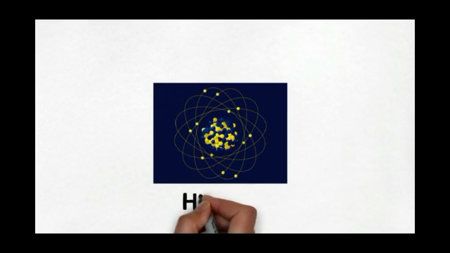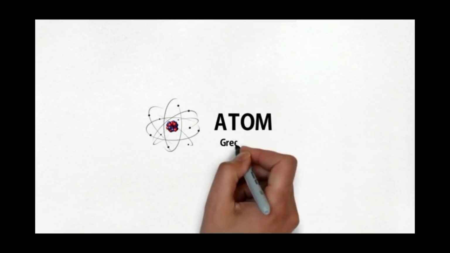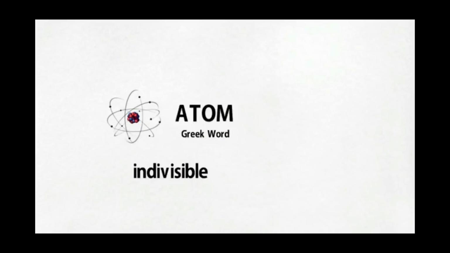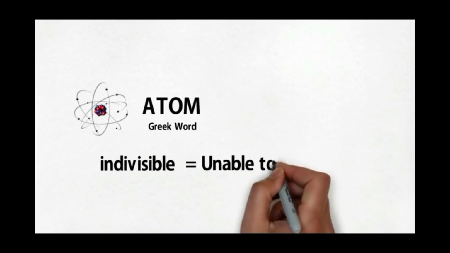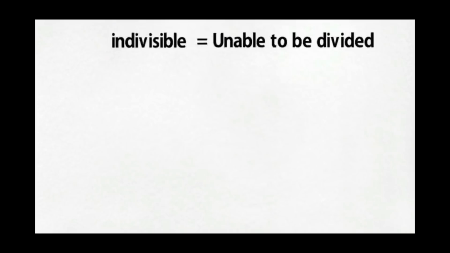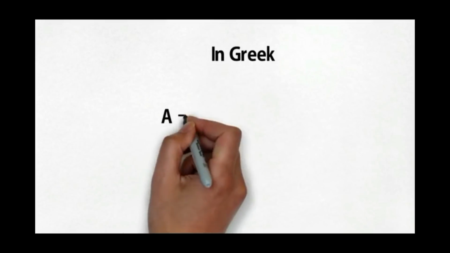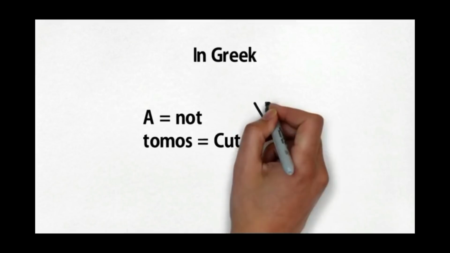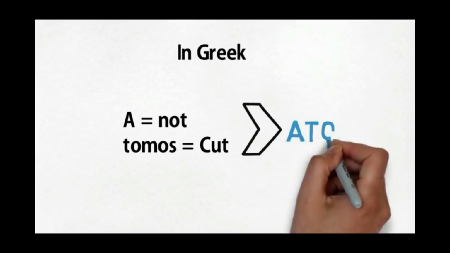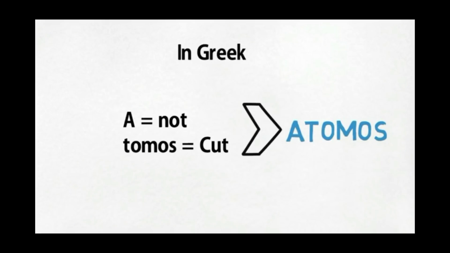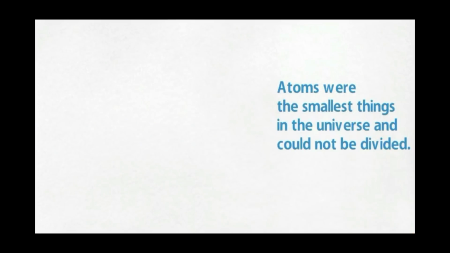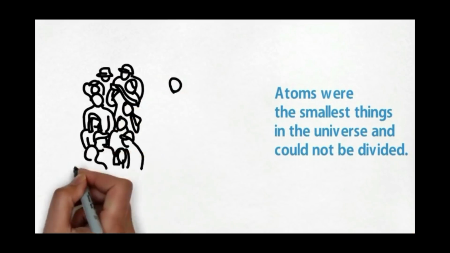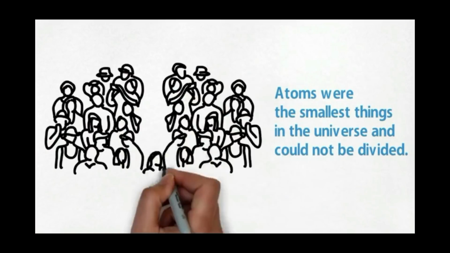Let's first know about some history of the atom. The term atom comes from the Greek word for individual. Individual means unable to be divided. In Greek, the prefix a means not and the word tomos means cut. Our word atom therefore comes from atomos, a Greek word meaning uncuttable. As you know, the atom is not indivisible, but once people thought that atoms were the smallest thing in the universe and could not be divided.